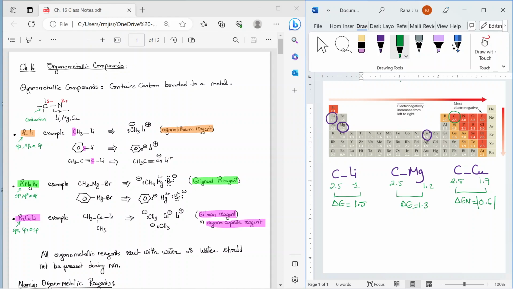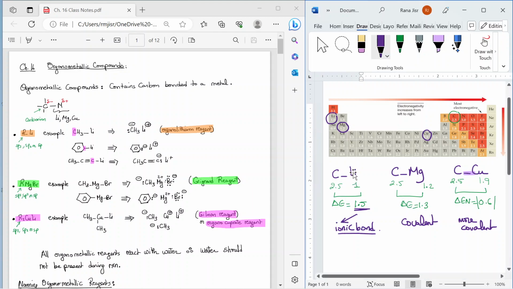So you can easily see over here that the bond between the carbon and the copper is going to be a more covalent bond. So this one's going to be more covalent. Compared to the carbon magnesium, it's considered to be a covalent bond. Versus the carbon lithium, this has the highest electronegativity difference. Since it is 1.5, normally 1.5 or greater is considered to be an ionic bond. So the bond between the carbon and the lithium is ionic, versus the carbon magnesium and the carbon copper. These two bonds are considered to be covalent.